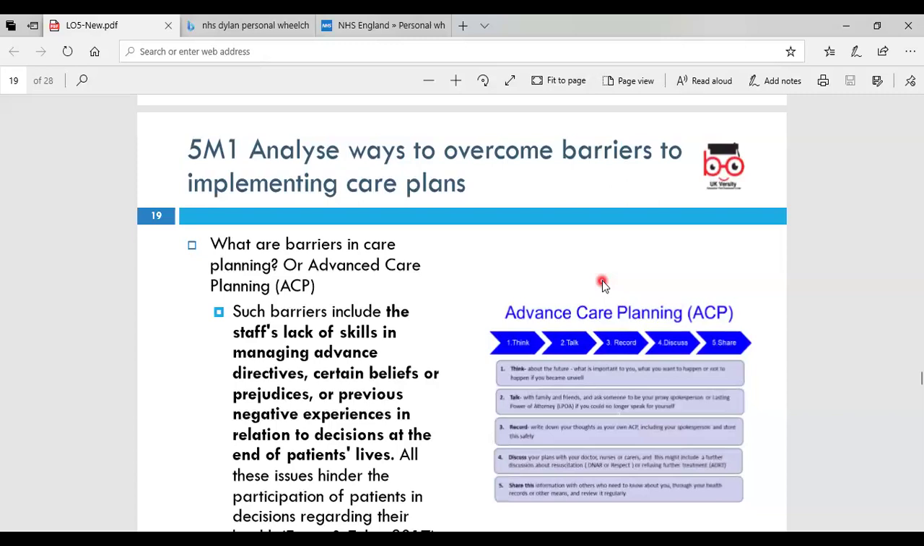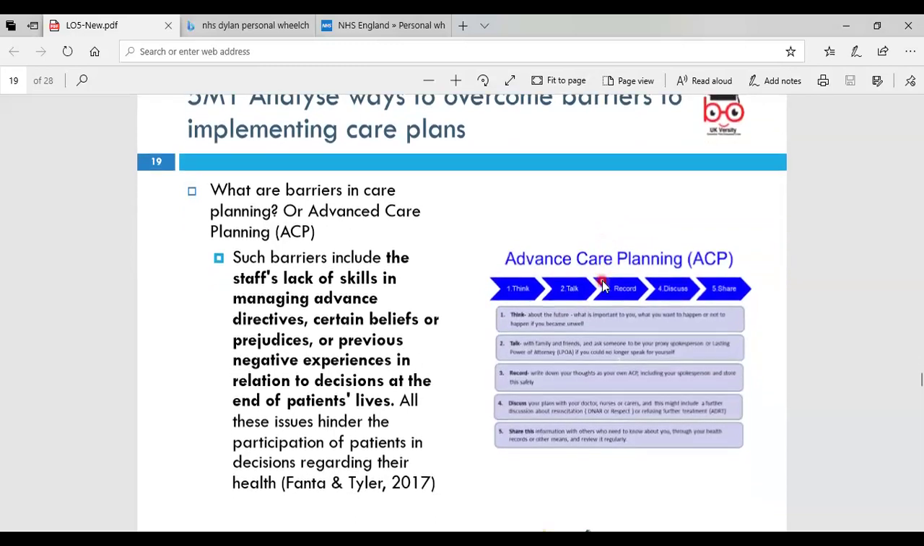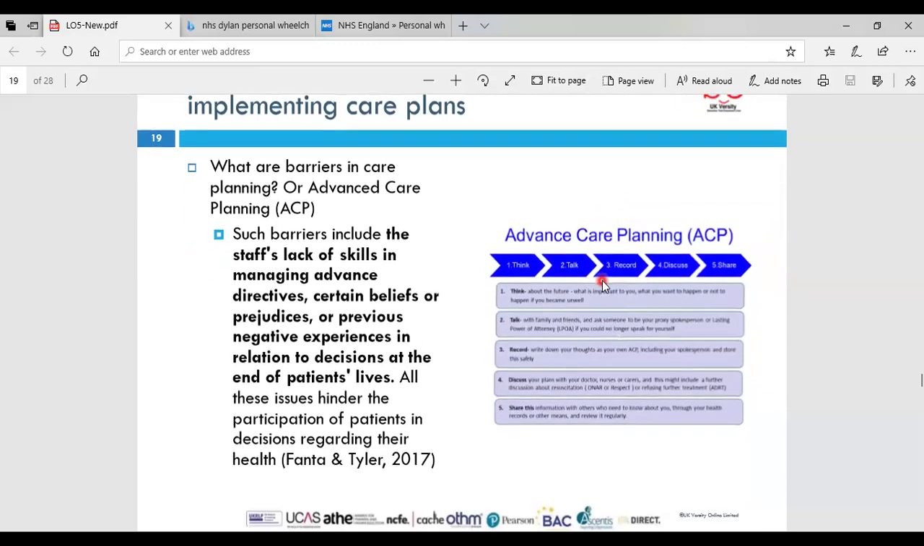So these could be staff's lack of skills in managing advanced directives, certain beliefs or prejudices, previous negative experiences from that person's own life. All these issues would hinder the participation of patients in their decisions. So they might not want to make these decisions based on their previous experiences. So you think, you talk, you record, you discuss, and you share. This is what advanced care planning is about.